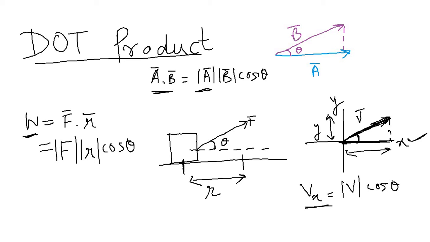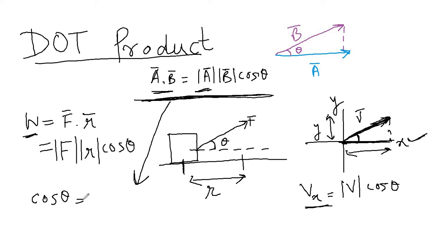And also it can be used to find out the angle between the two vectors, because if you have this formula, then you can just change it a little and say that cosine of the angle theta, which is between the two vectors a and b, is simply given by the dot product of a and b divided by the magnitudes of a and b.